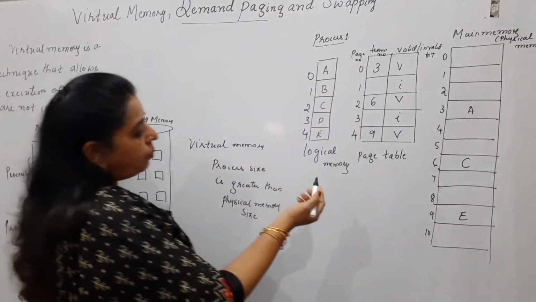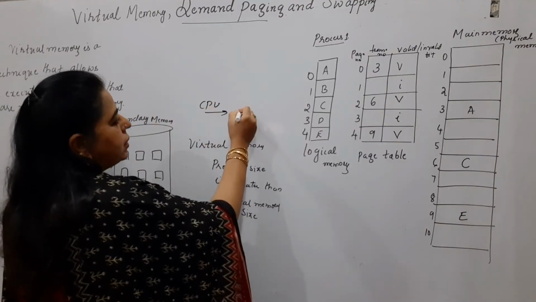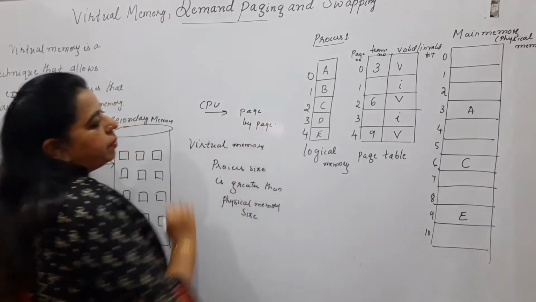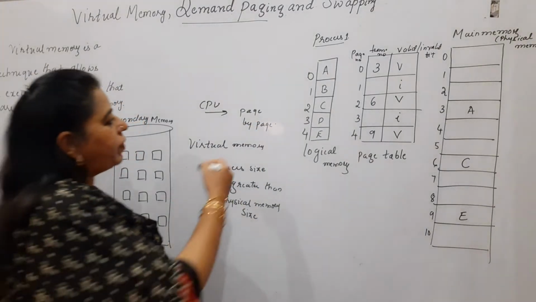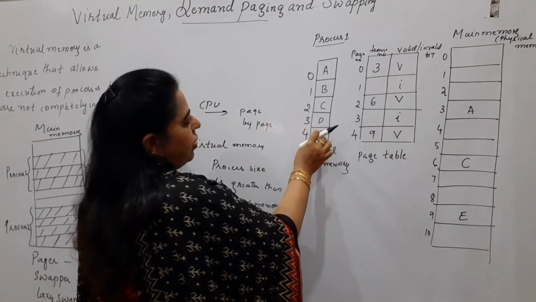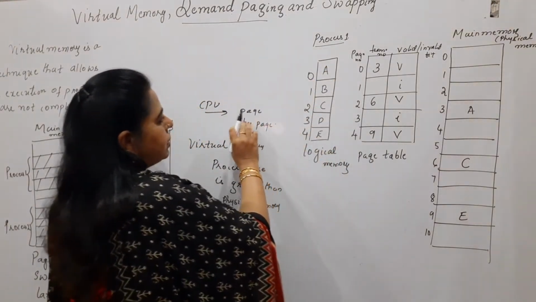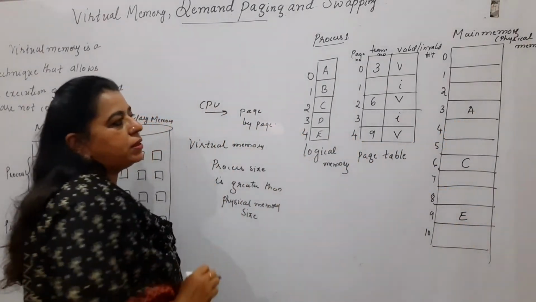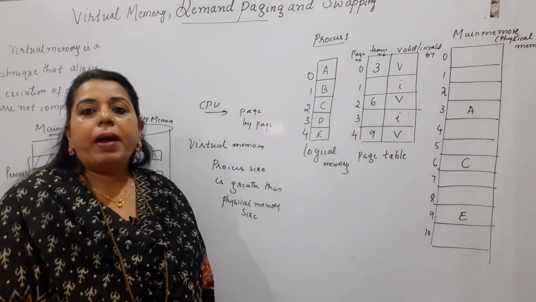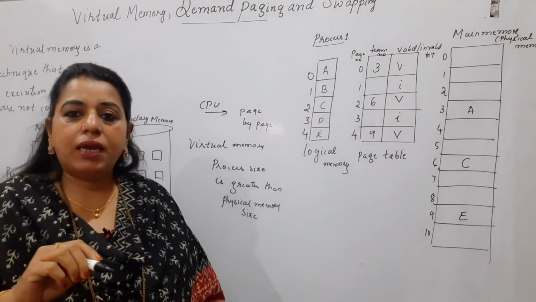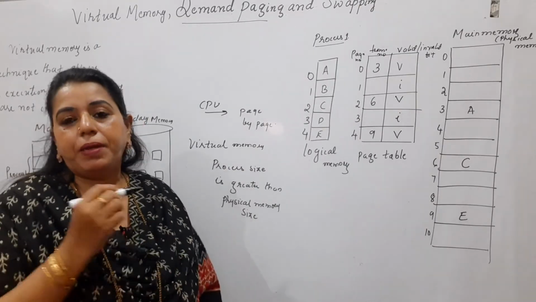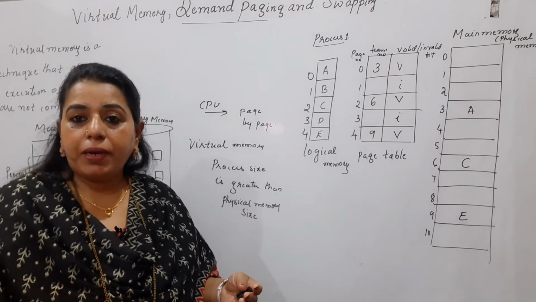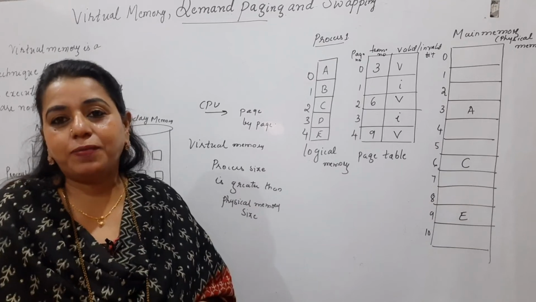So the CPU is always what? Accessing the process page by page. Suppose the process has 5 pages. Out of those 5 pages, the CPU is trying to access only what? Page A, page C and page E. So only those pages will be brought into the main memory. On demand, the pages are brought into the main memory. That's why we say demand paging. Only on demand you bring the pages into the main memory. In this way only we can afford the complete pages of a particular process whose size is larger than the size of the physical memory.